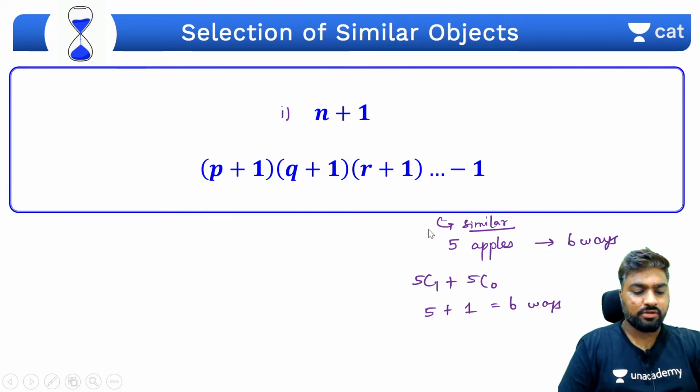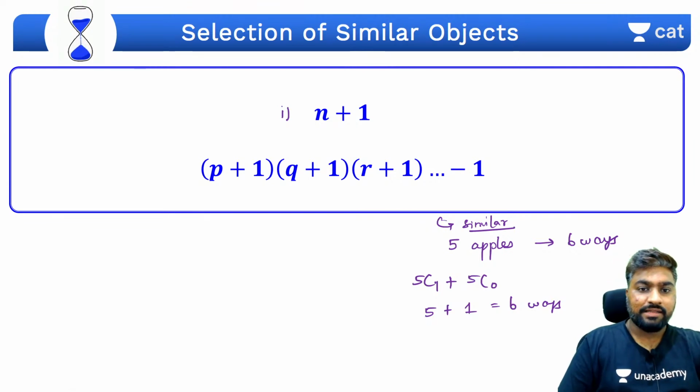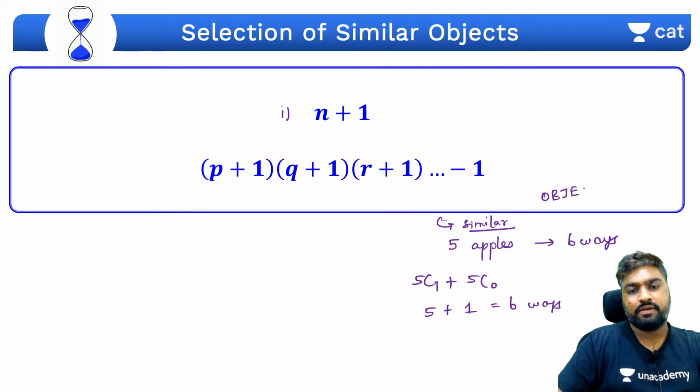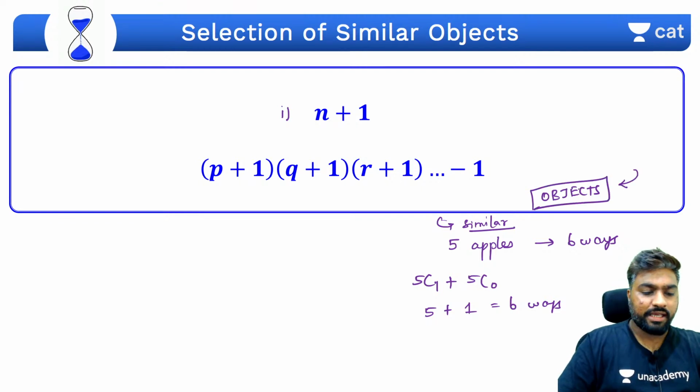Does it make sense to you guys? This works only with objects. Please be careful. This works only with objects. We cannot have similar looking people. Cloning is still not legal, okay?